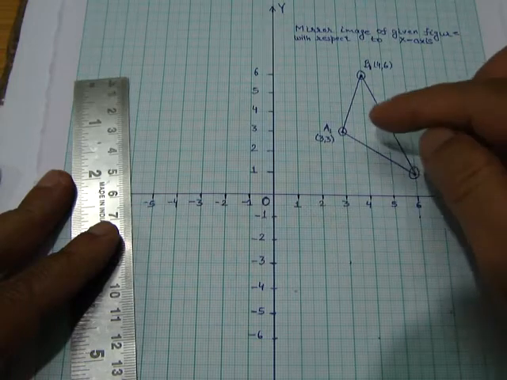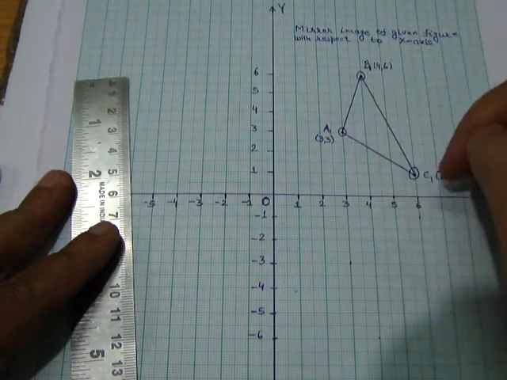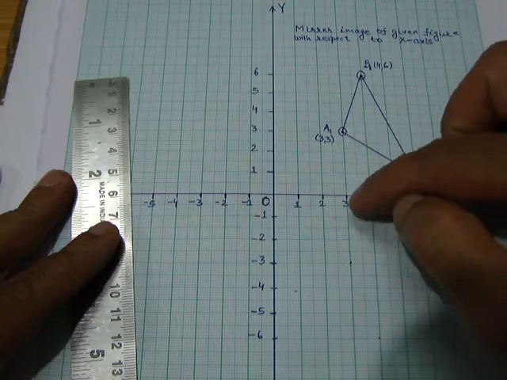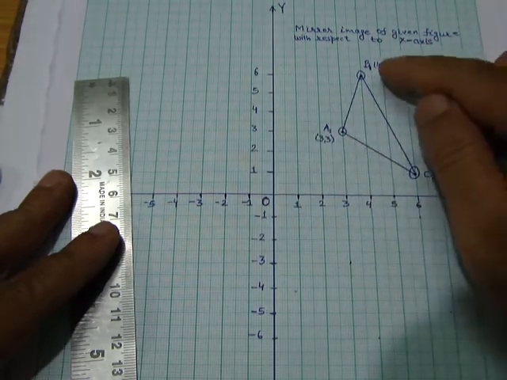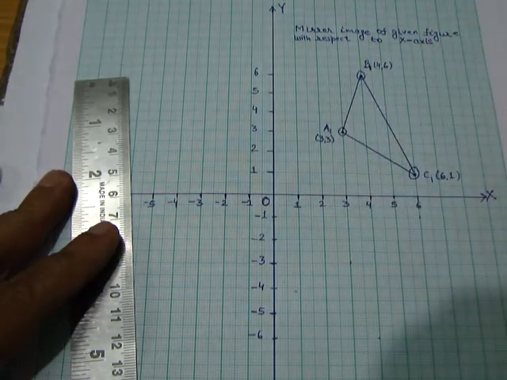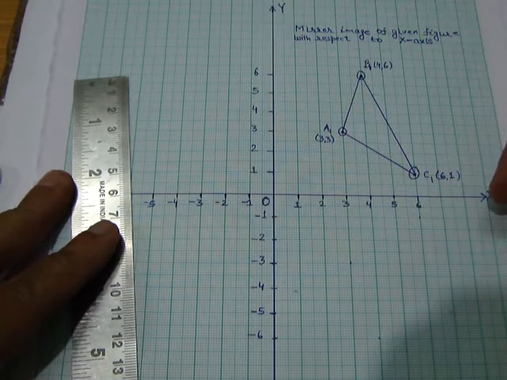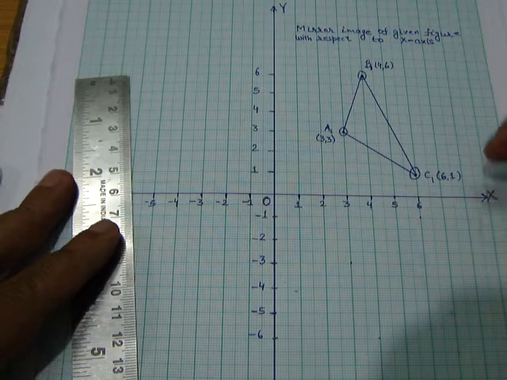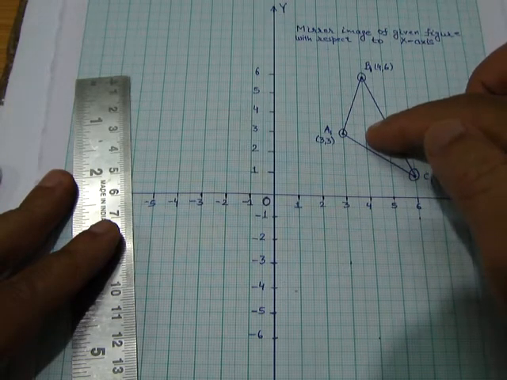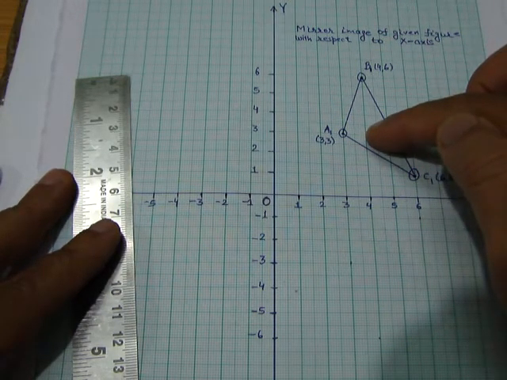Let us name this figure as A1, B1, C1. The coordinate of A1 is 3, 3, B1 is 4, 6 and C1 is 6, 1. You can take any coordinate. Now we want to find the mirror image of this given figure with respect to x-axis.